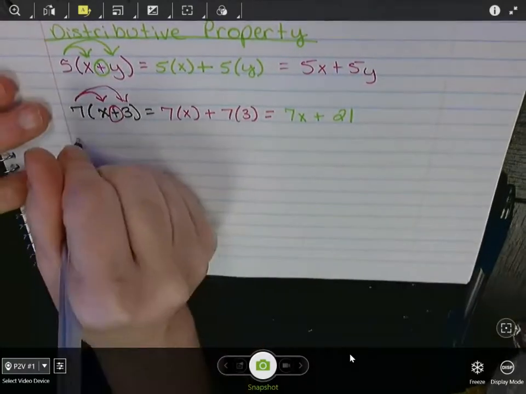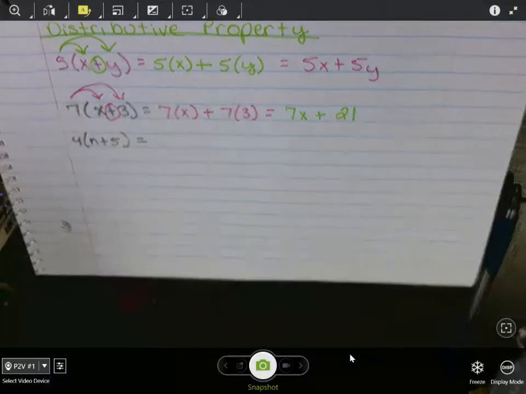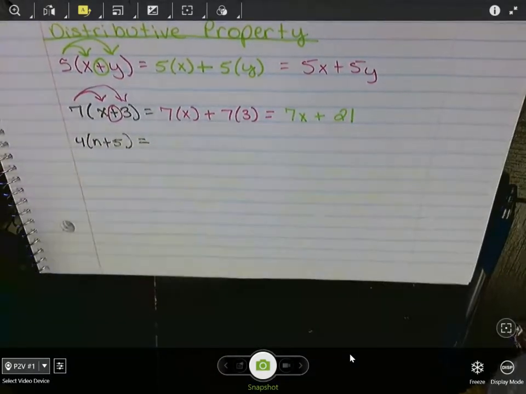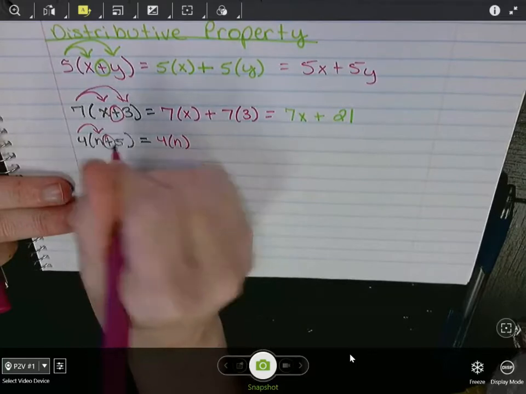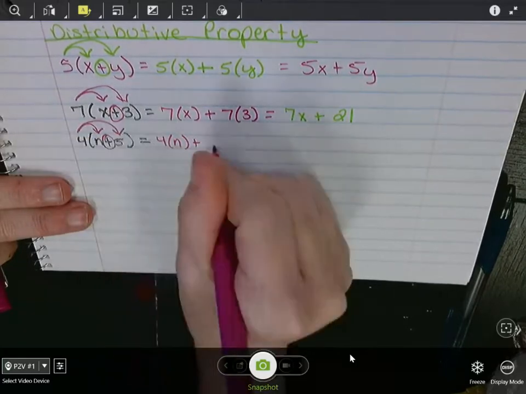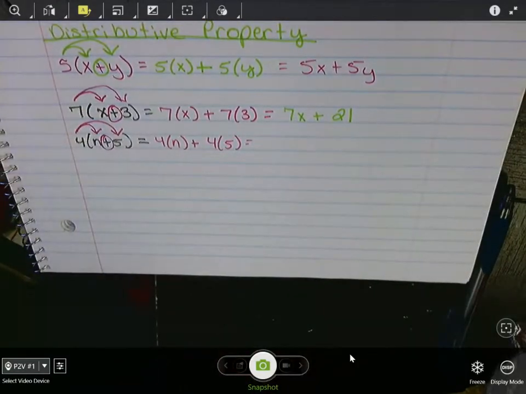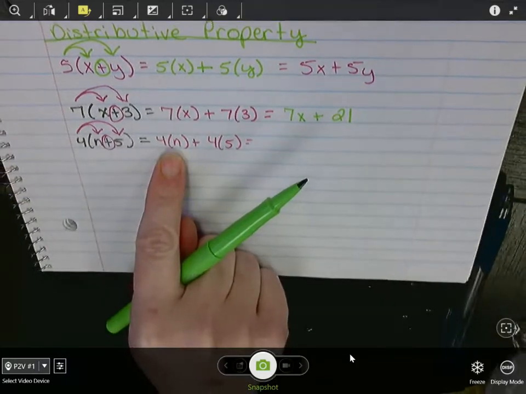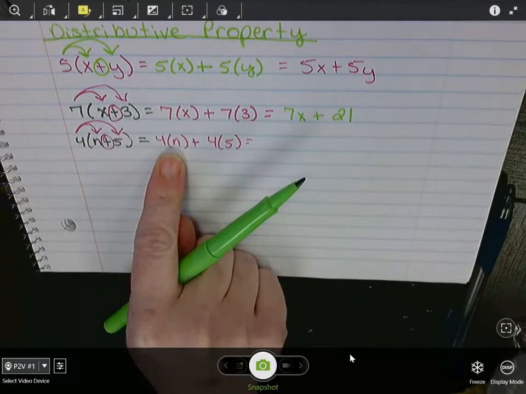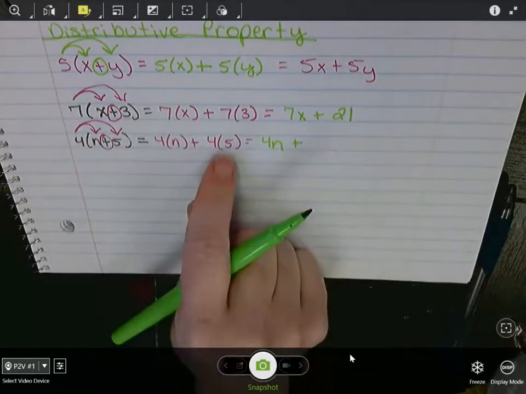4 times n plus 5. Okay. So first you would do 4 times n plus 4 times 5. Okay. So my next question is for you, how can I rewrite that 4 times n, Alex? What would that look like if I simplified it? Just 4n. Perfect, just 4n. And then that's a plus sign. And then I have to do 4 times 5. 20, perfect.